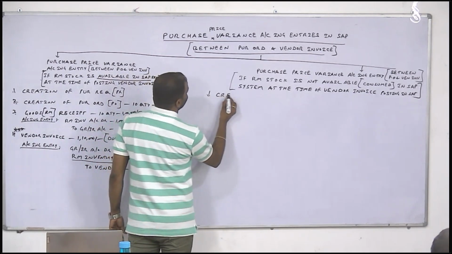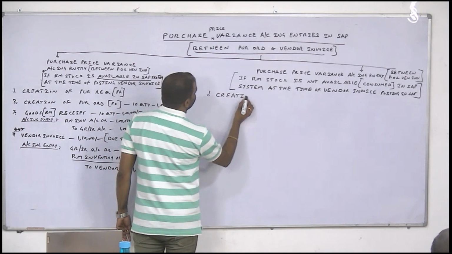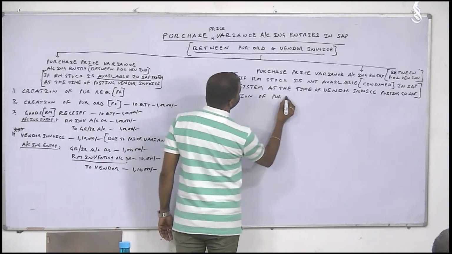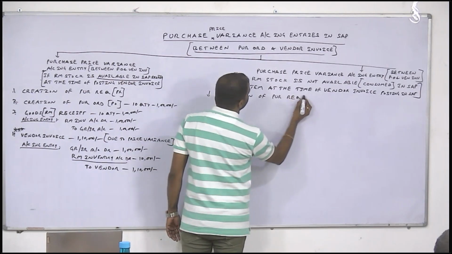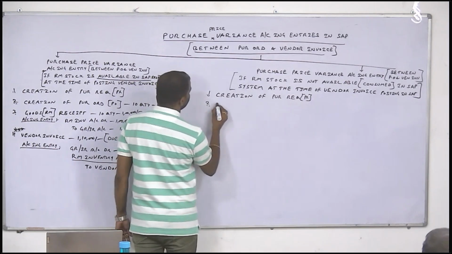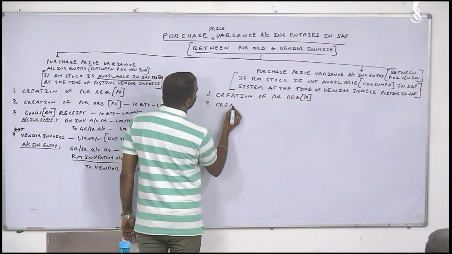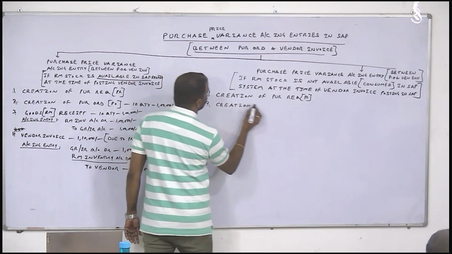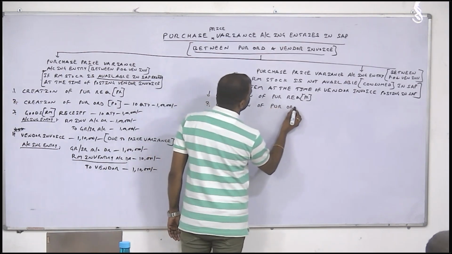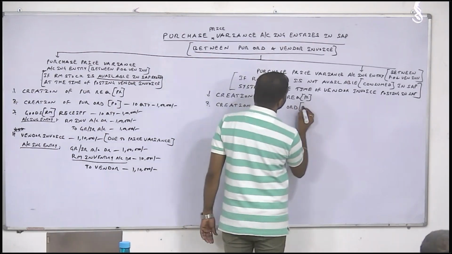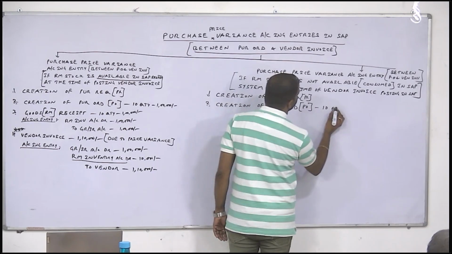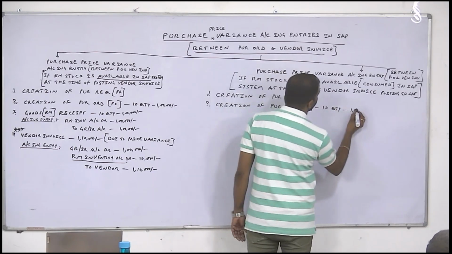Creation of purchase requisition. Then creation of purchase order, what we call PO. How much quantity? 10. And how much amount? 1 lakh.